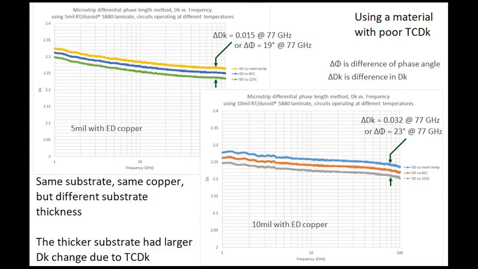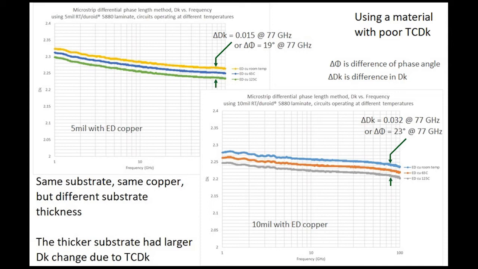TCDk. Shown here are two graphs showing the circuit TCDk behavior of two different circuits using the exact same material. This is using the RT/duroid 5880 laminate. Now the RT/duroid 5880 laminate has been around for many years. It has extremely good electrical performance. However, one drawback is it's got poor TCDk. And that's what we're going to use for an example here to begin with before we compare it to another material with very good TCDk. So you can see the curves are at room temperature, 65C and 125C, and there's a difference in Dk here and difference in phase angle.